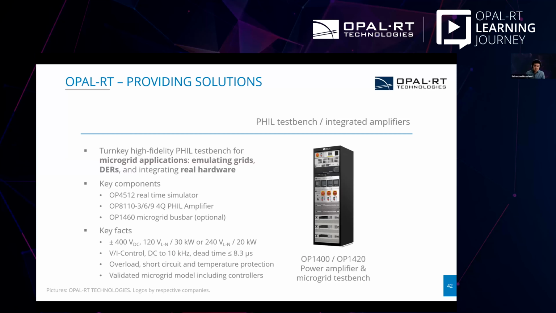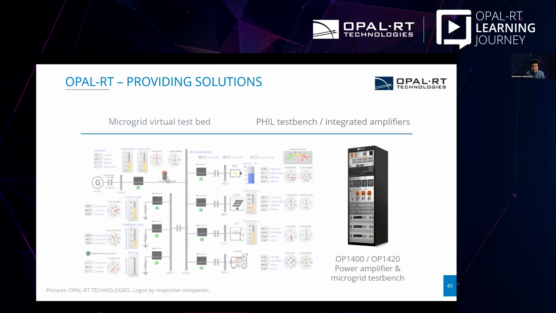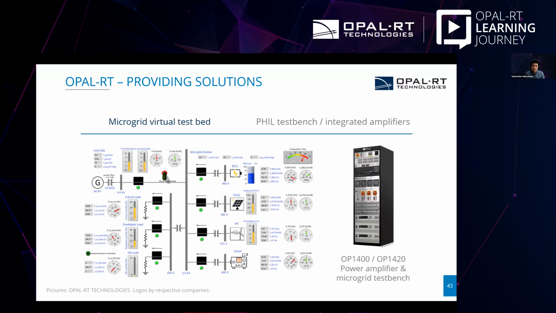So with this test bench, we can also provide a validated microgrid model, also including controllers. This can help our customers getting started with an established microgrid, which provides a generator, a battery energy storage system, PV plants, wind turbines, a diesel generator, and finally different loads. Obviously, because all main components of the system are being produced by OPAL-RT, this test bench can offer a high reliability and perfectly tuned interactions between the components.